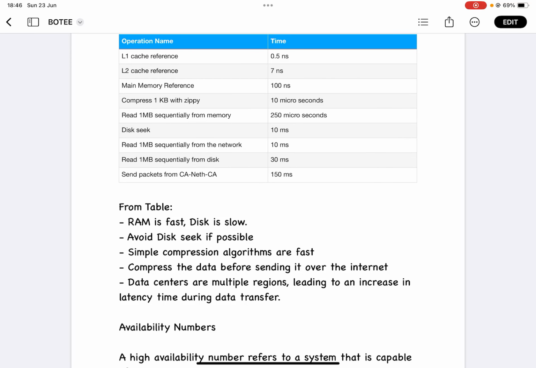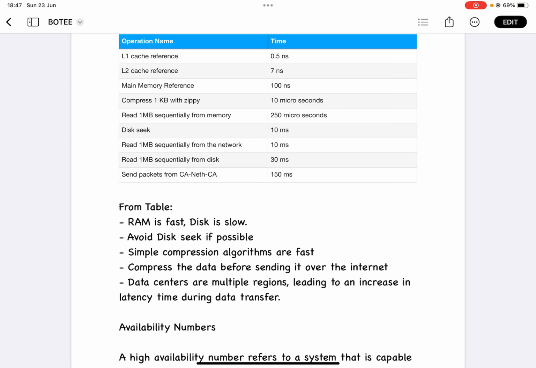RAM is faster than disk, and you have to avoid disk seeks as much as possible. You can also use compression algorithms to reduce the size of your data. If you're sending data across the internet from one place to another, it is better to zip the data and then share it, because the smaller the data, the faster it is to send.